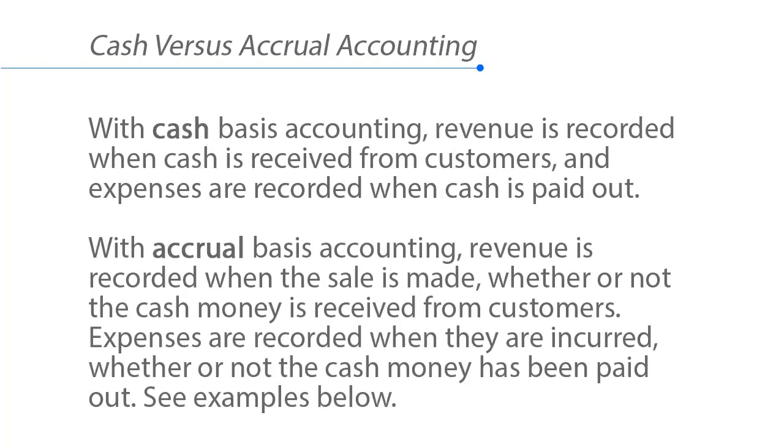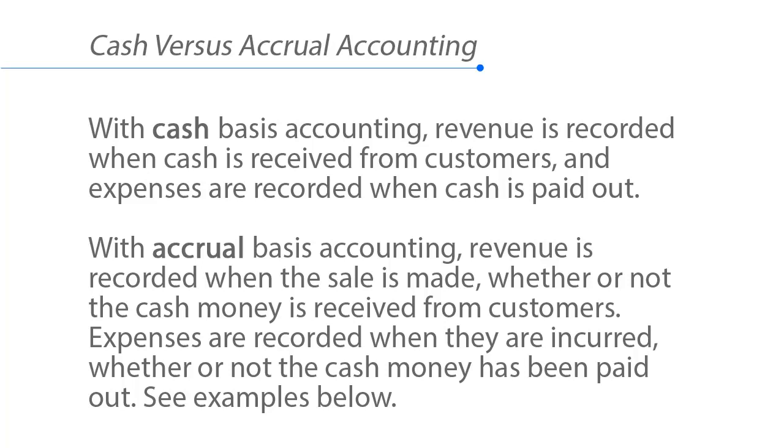Timing. With cash basis accounting, revenue, that's money coming in, is recorded when cash is received from customers, and expenses are recorded when cash is paid out. With accrual basis accounting, revenue is recorded when the sale is made, whether or not the cash money is received from customers. Expenses are recorded when they're incurred, whether or not the cash money has been paid out.